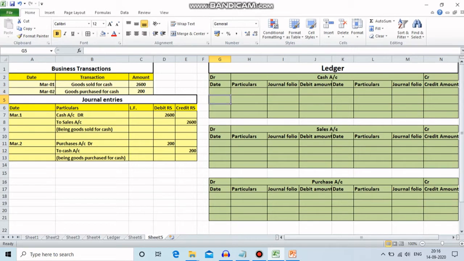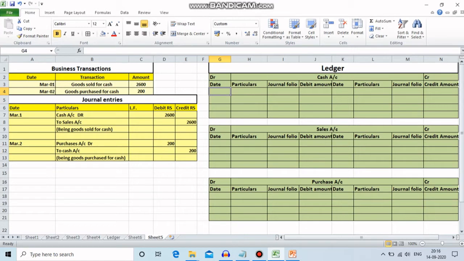In this case, we have three accounts to consider. Since cash is repeated in two journal entries, we should consider it only once. If you are taking more transactions and any account is repeating more than once, you need to consider that account only once. Now we will see how to prepare a ledger for the cash account.